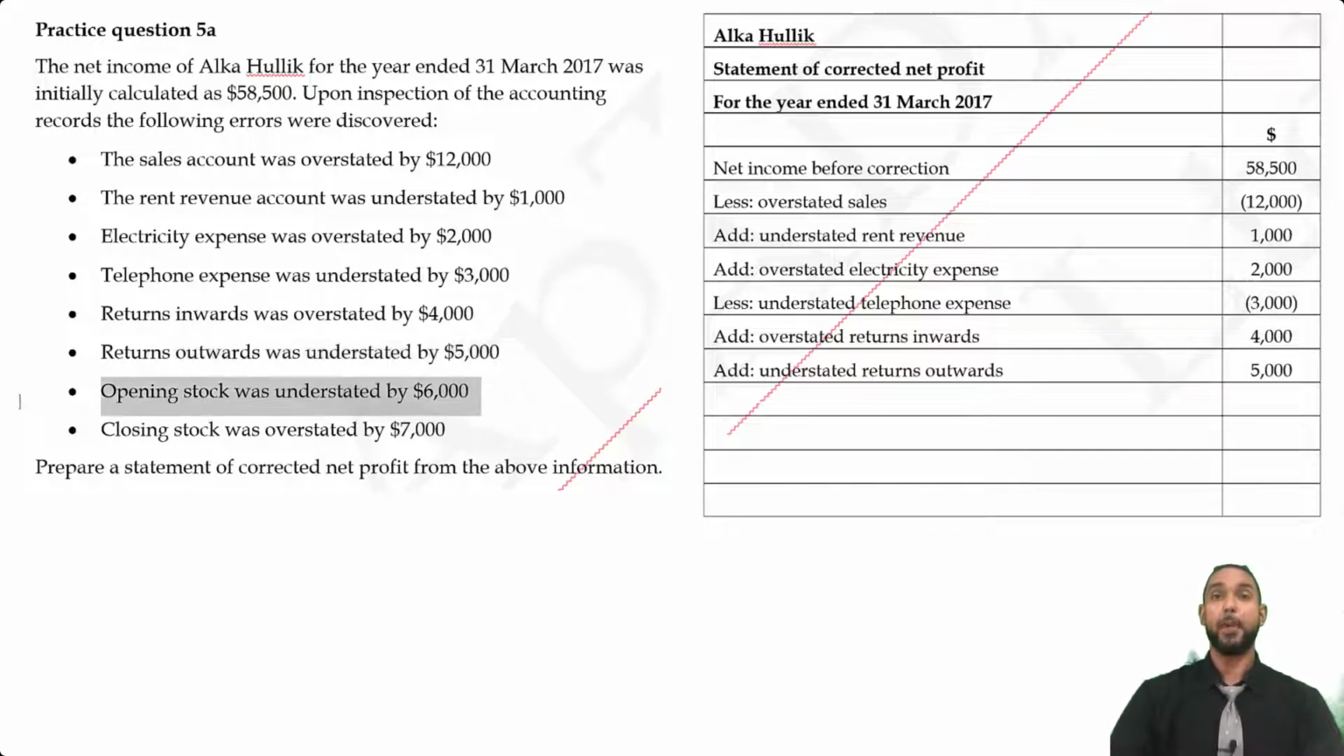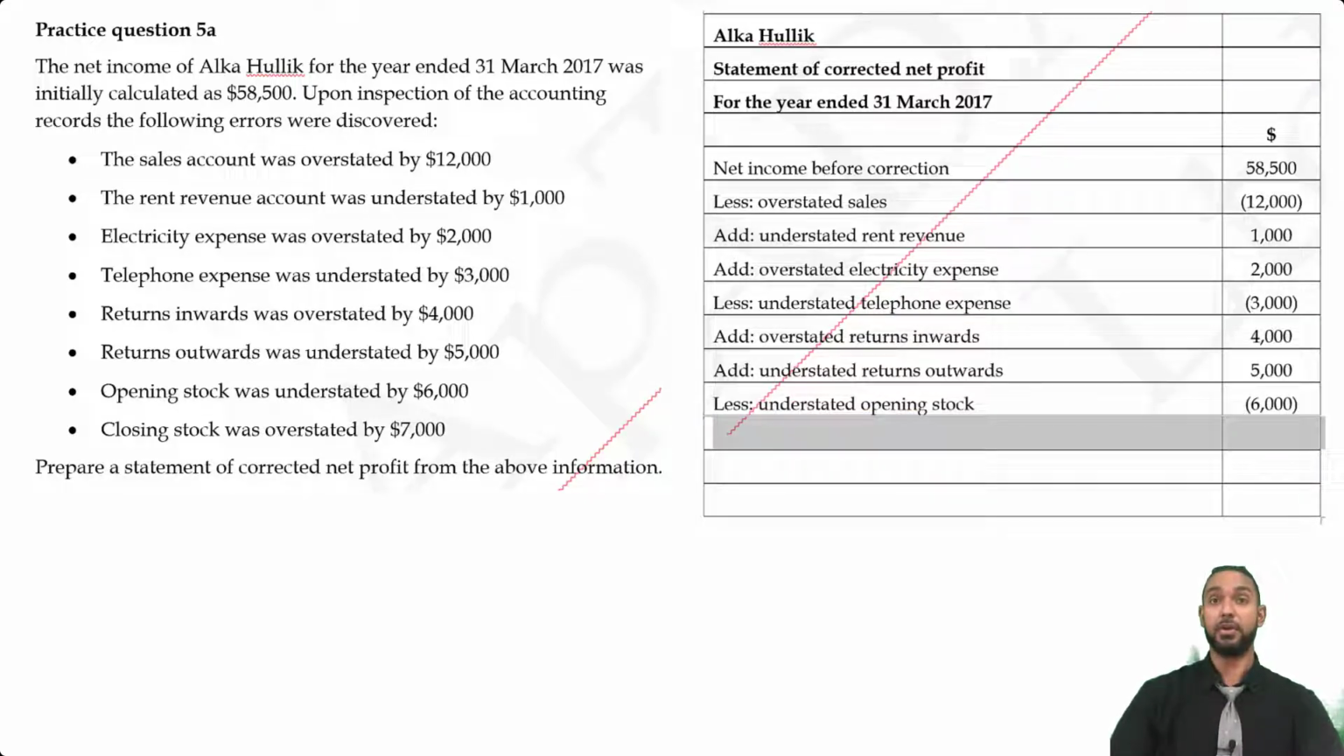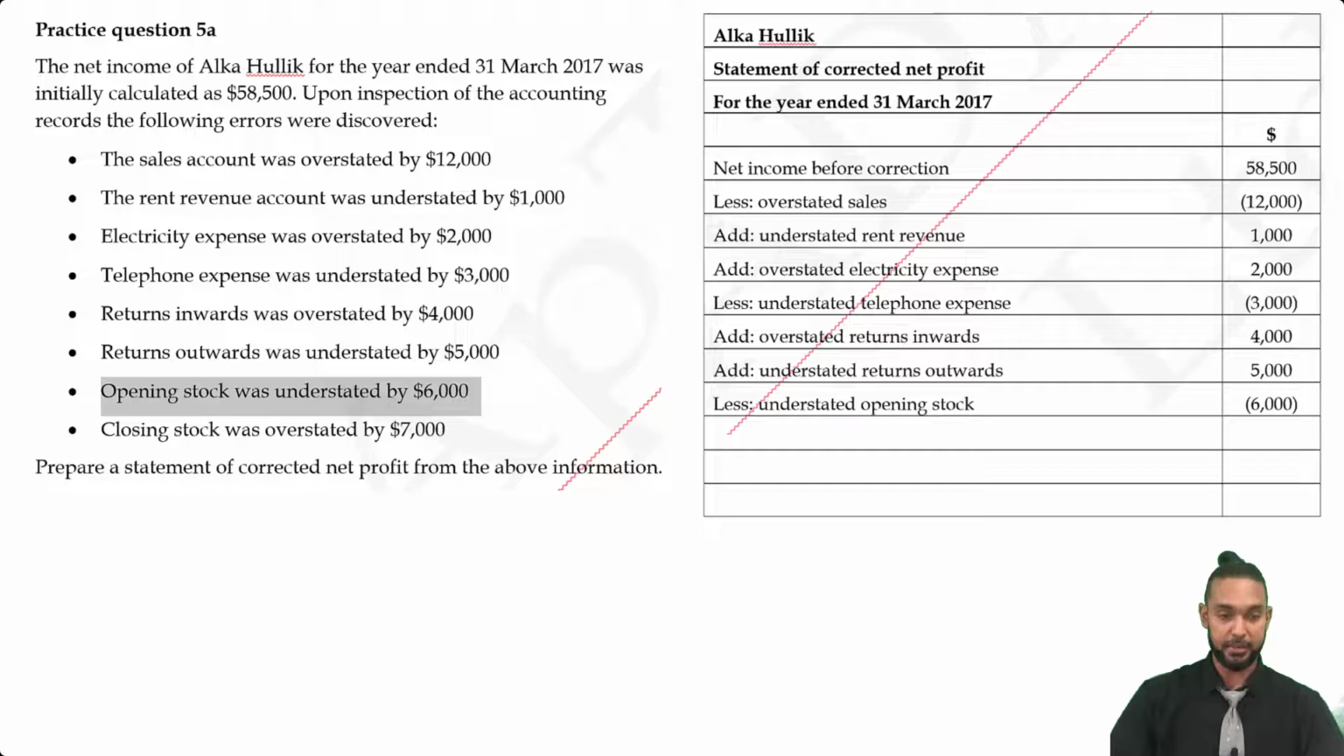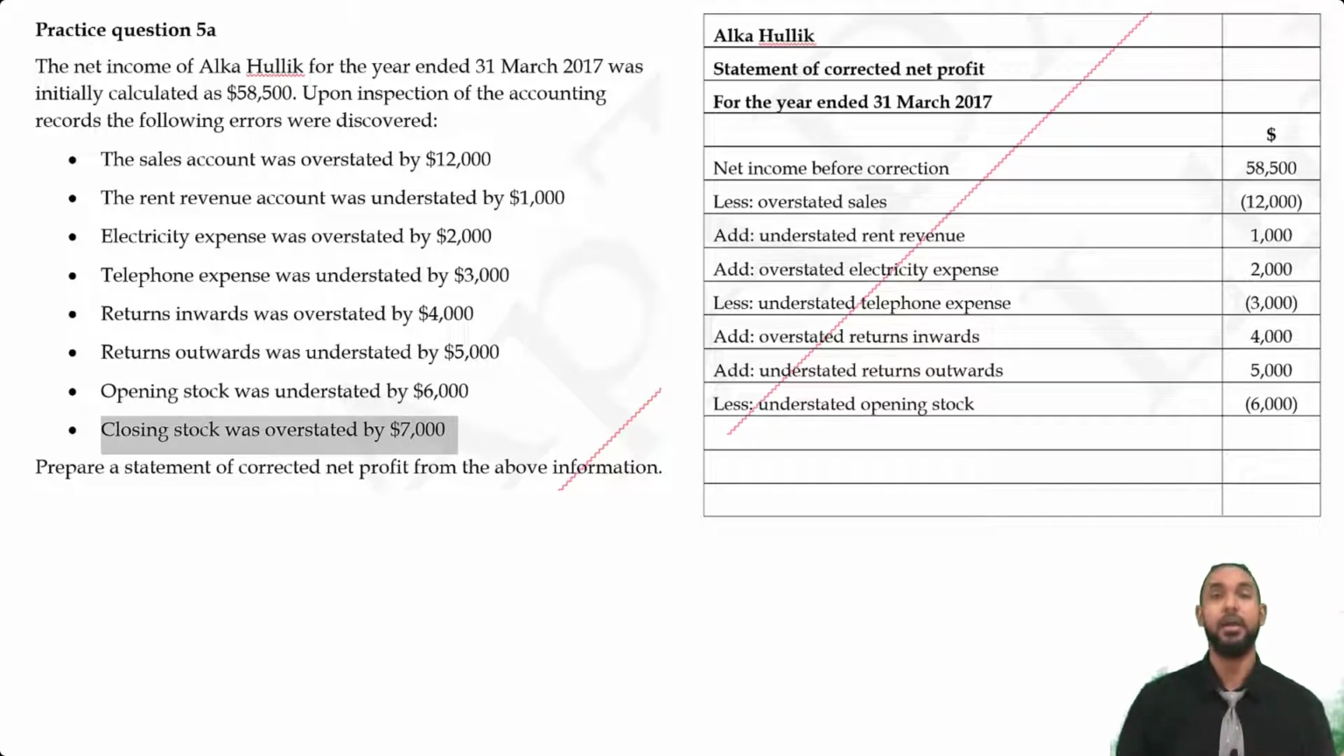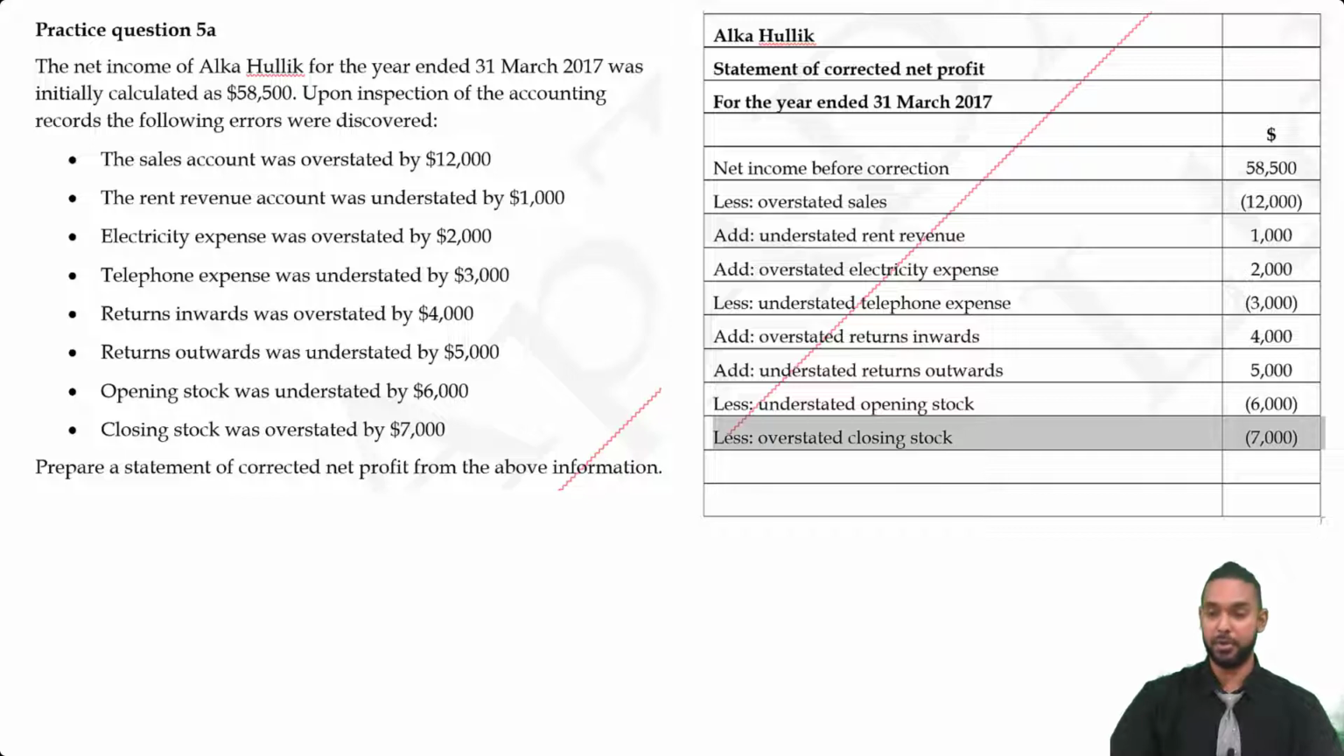Now, opening stock behaves like an expense. Understated means it's too low. To fix that, we have to increase it. When you increase an expense, what happens to profit? It goes down. So we are going to have to subtract the understated opening stock figure in the process of correction. Finally, we have closing stock was overstated. Closing stock behaves like a revenue. Overstated means it's too high. If it's too high, we have to decrease it to correct it. And when you decrease a revenue item, you have to subtract. Right? Profit goes down. So now, what happens is our corrected net profit is 42.5.